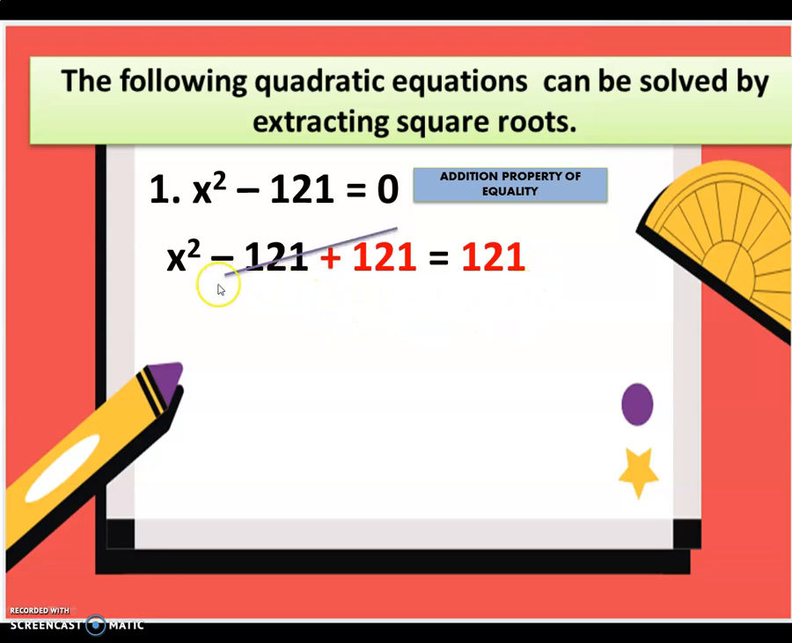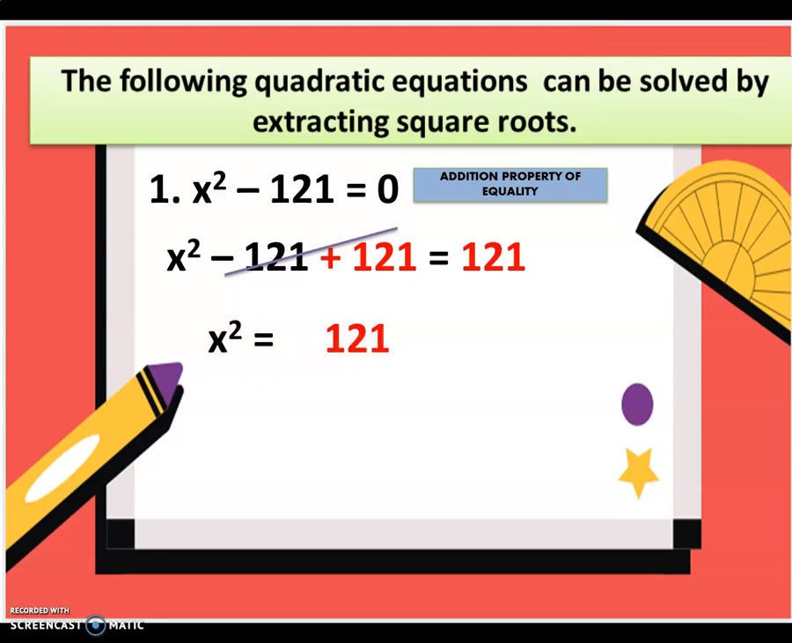And then, x squared is equal to negative 121 plus 121. Automatic magkaibang sign nito, kaya ang operation is subtract. That is already equal to 0. So, rewrite the equation. X squared is equal to 121.